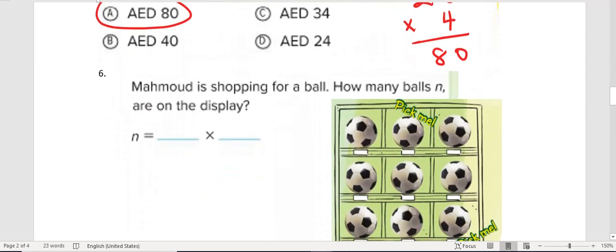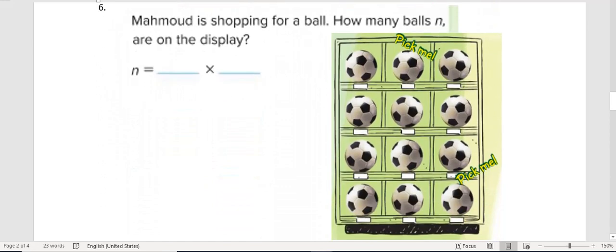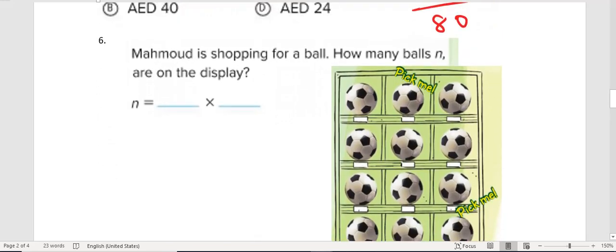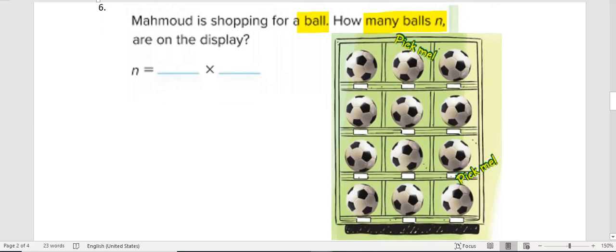Alright, question number 6. Mahmoud is shopping for a ball. How many balls are on the display? So we have a display here. And what is the strategy for this?